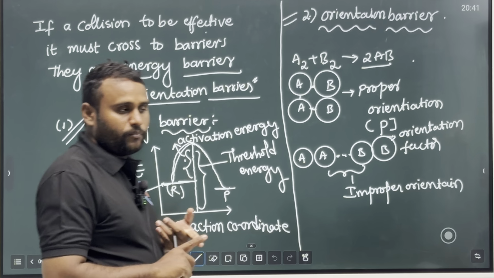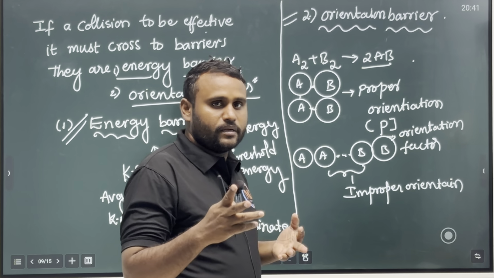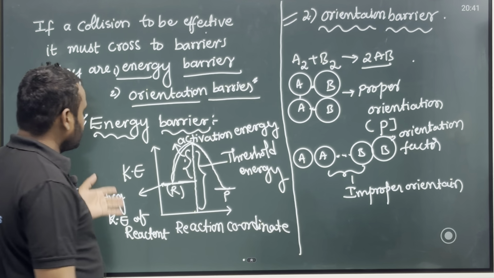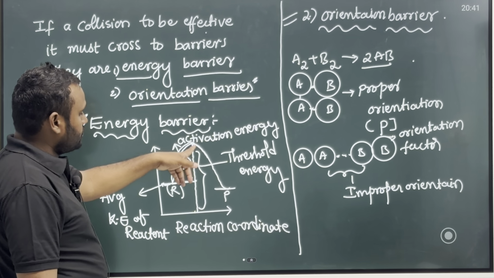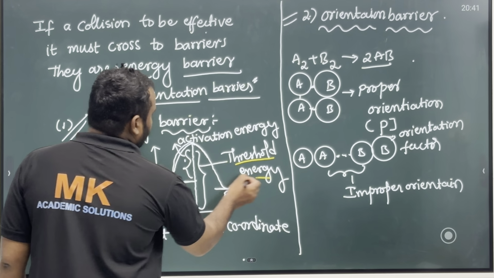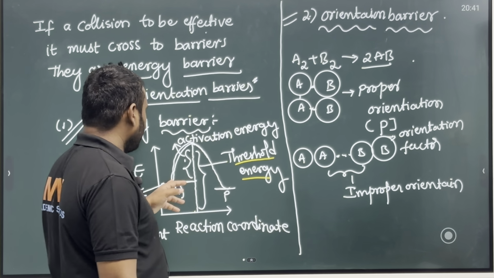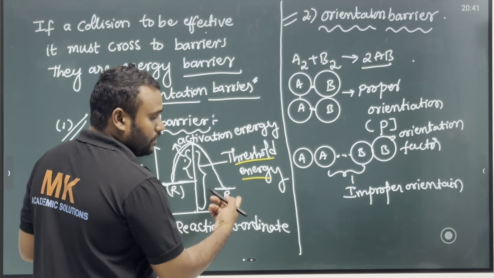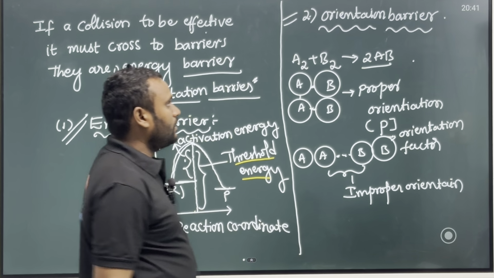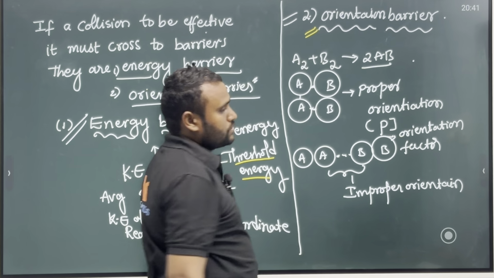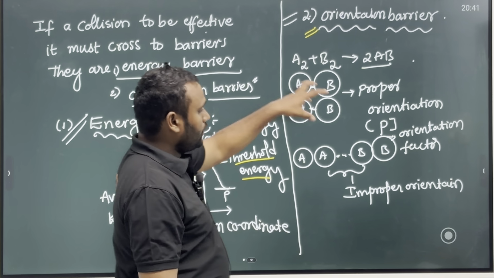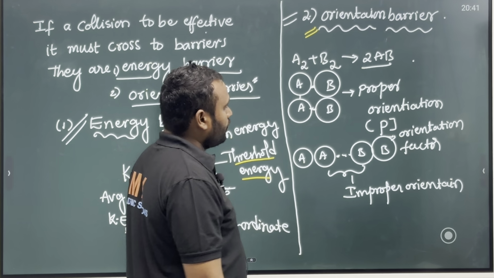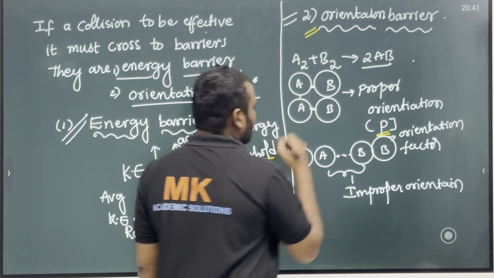For a collision to be an effective collision, it must cross two barriers. One is the energy barrier, another one is the orientation barrier. The energy barrier is the minimum energy, which you can also write as the threshold energy. A reactant molecule must cross this much energy to give the product. Not only should it cross the energy, it must also cross the orientation barrier. When it crosses both, it will give an effective collision. This is the proper orientation, this is the improper orientation. The orientation barrier is indicated with P.